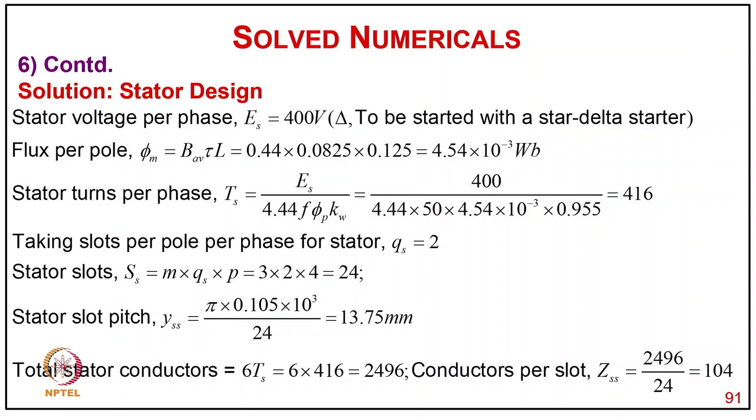Now coming to the stator voltage per phase, that is 400 volt for a delta connected winding. The flux phi m equals B average into tau into L, so this comes to 4.54 into 10 to the power minus 3 weber. Stator turns per phase come TS equal to E upon 4.44 f phi m into Kw, so this comes to 416. Taking slots per pole per phase equal to 2, the stator slots are m into q into p, putting values, it comes to 24, and the stator slot pitch comes to 13.75 millimeter, and the total stator conductors 6 TS comes to 2496, and conductor per slot is ZS equal to 2496 by 24, that comes to 104.